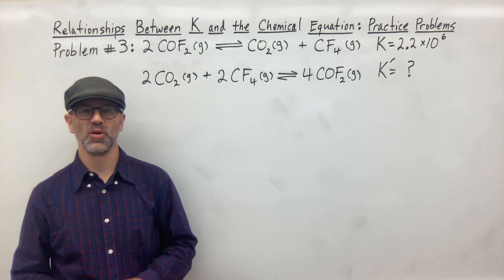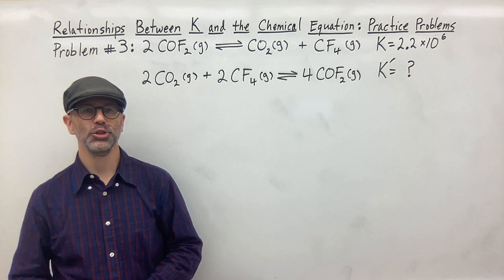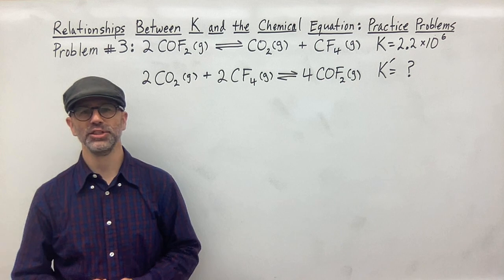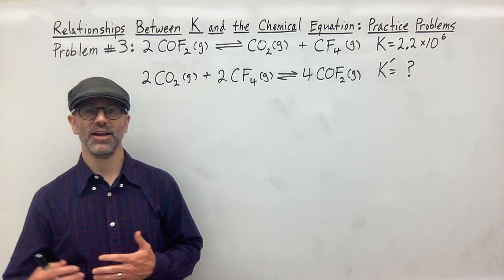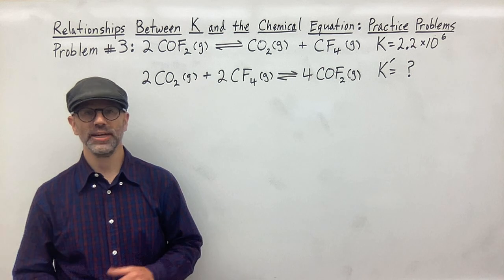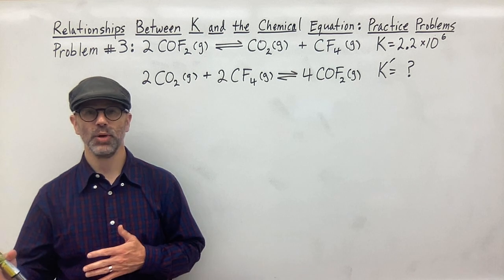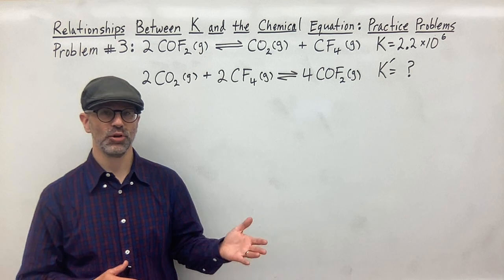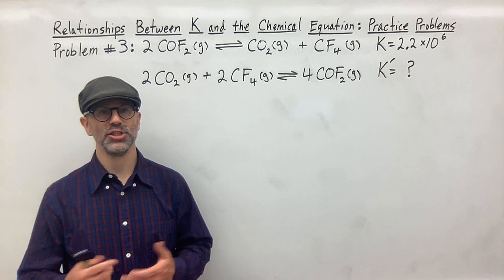My name is Mr. Cobalt, and in this video I'm going to go over a third problem on how to figure out what the K value is of your target equation based on using the relationships between K and some other equation that you're given. So it's important to know what the relationships are between K and a chemical equation and how changing one affects the other, how changing your chemical equation in some way affects how you change your K.